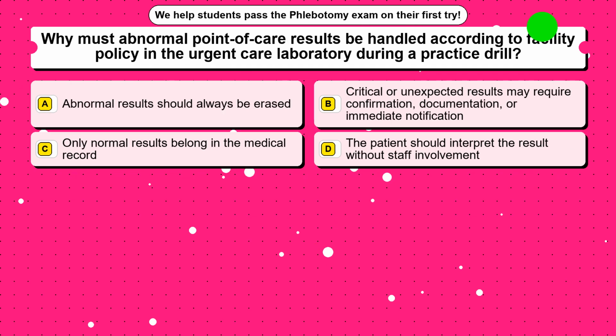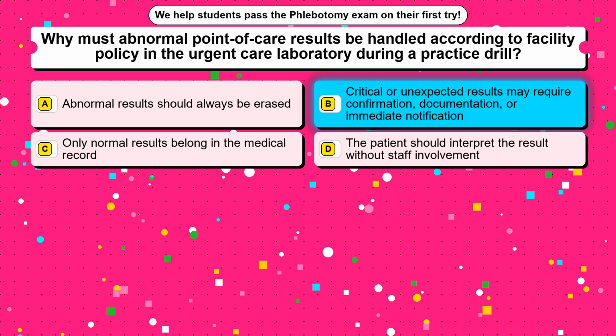Question 72. Why must abnormal point-of-care results be handled according to facility policy in the urgent care laboratory during a practice drill? Option A. Abnormal results should always be erased. Option B. Critical or unexpected results may require confirmation, documentation, or immediate notification. Option C. Only normal results belong in the medical record. Option D. The patient should interpret the result without staff involvement.